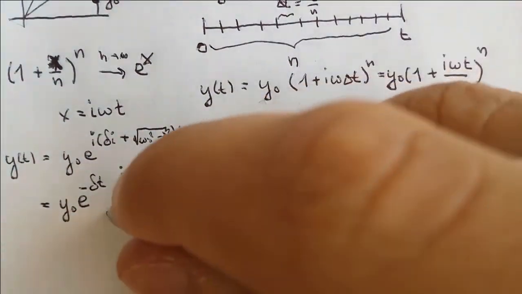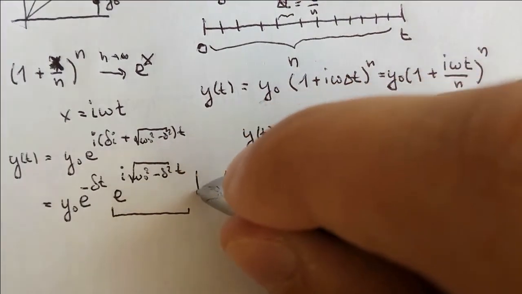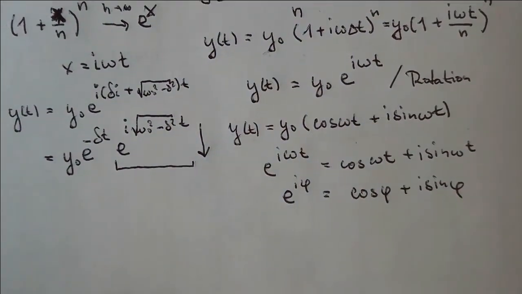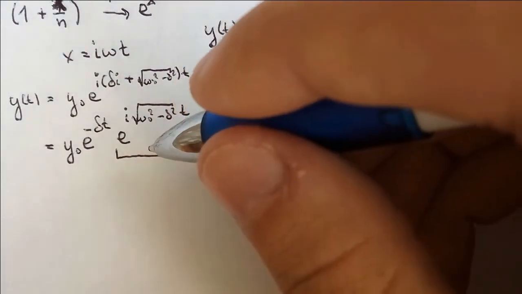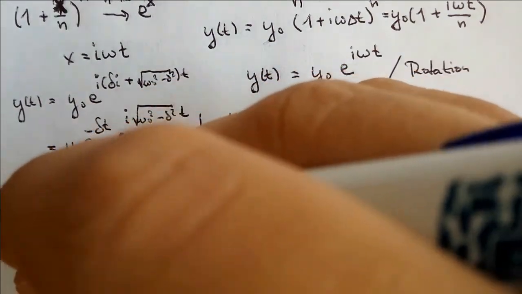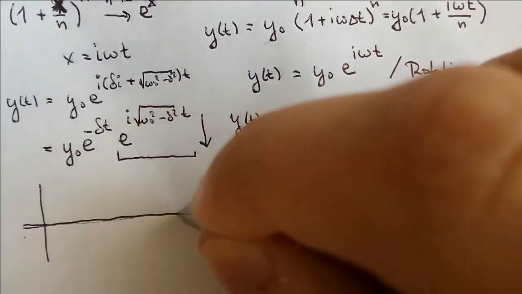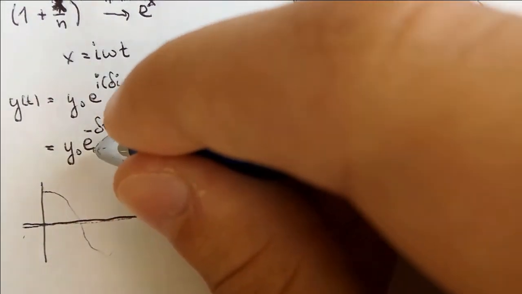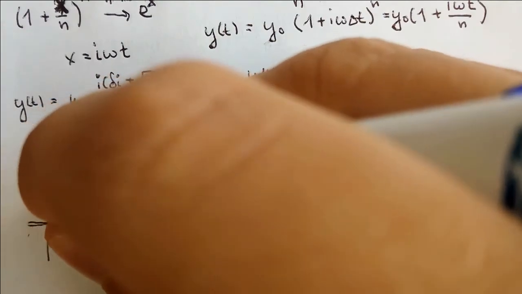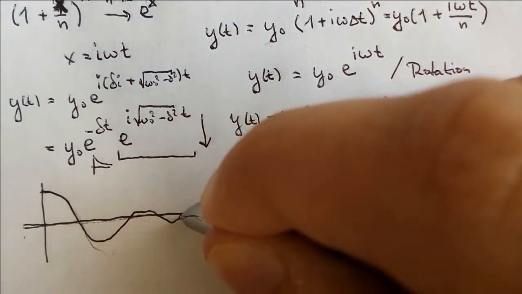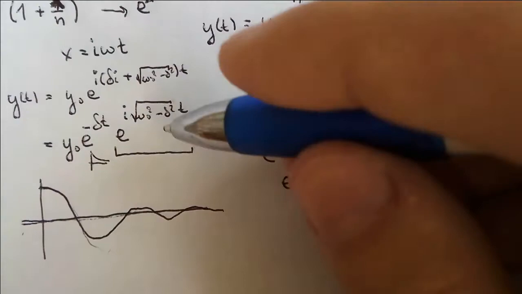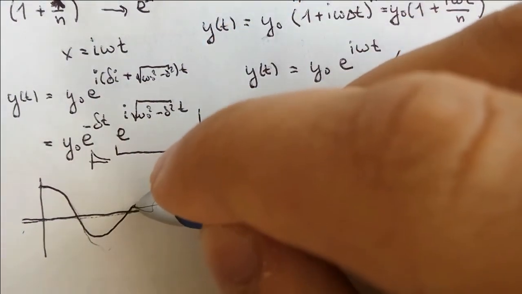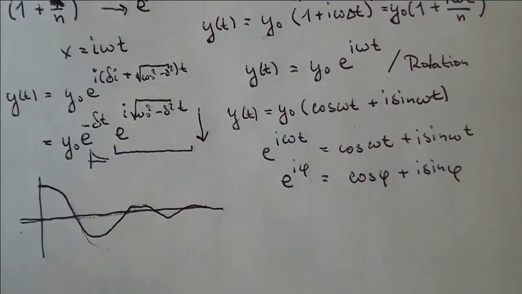This part can be viewed again as rotation in complex numbers, and when you make the projection, this is just a cosine function. So it will look like a cosine function, but because there is this damped exponential term, it will eventually decay to zero, so it looks like this. So this is the real solution of this.